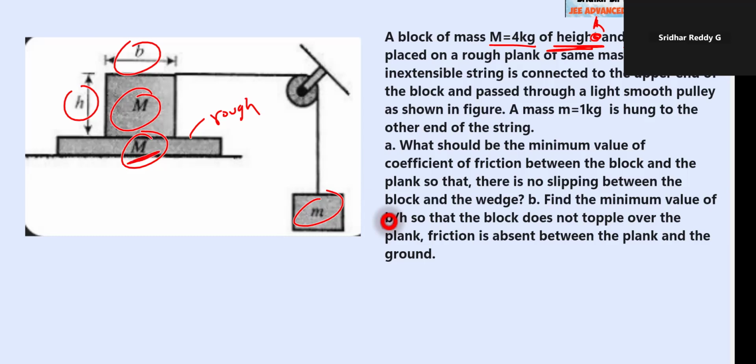Of the same mass m. A string is passed over a pulley, and a block of 1 kg is hung from the other end of the string. What will be the minimum value of the coefficient of friction between the block and the plank so that there is no slipping between the block and the plank? Everything will be based on the block upon a block concept.